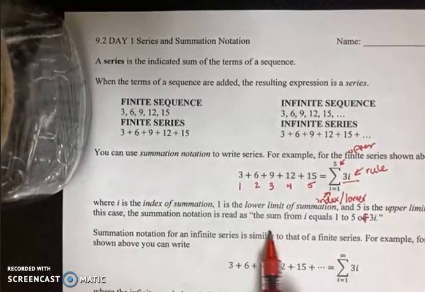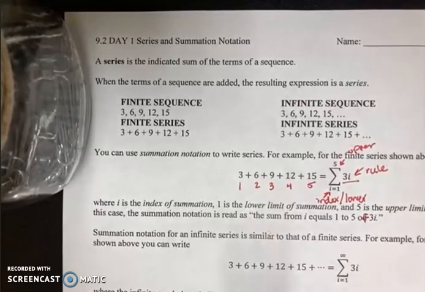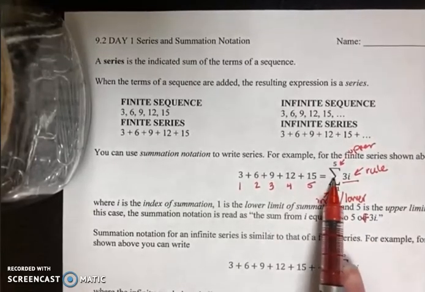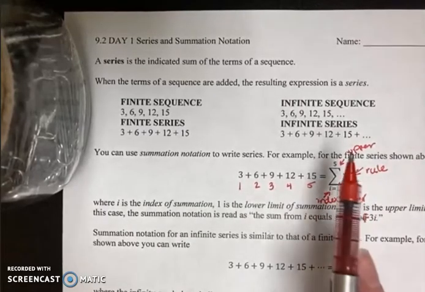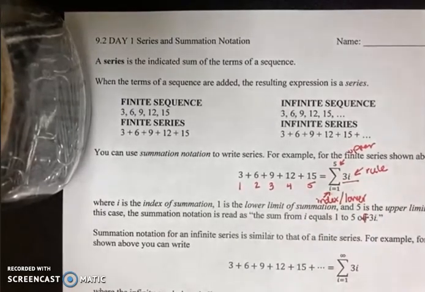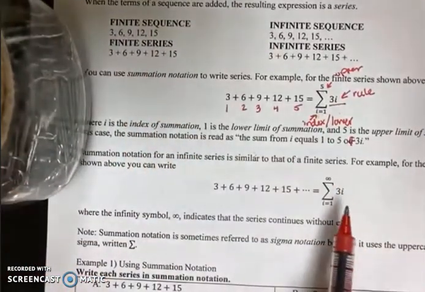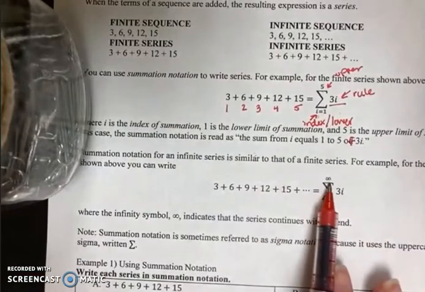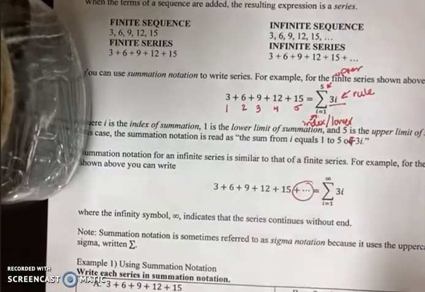We read this as the sum from i equals 1 to 5 of 3i. So we say the sum, summation means the sum, from the lower limit, i equals 1, to 5 of your rule. Summation notation for an infinite series would also have the rule, our lower limit, but it would not have an upper limit, so we'll just put infinity because we keep adding on. So it's basically the exact same thing, except the upper is infinity.